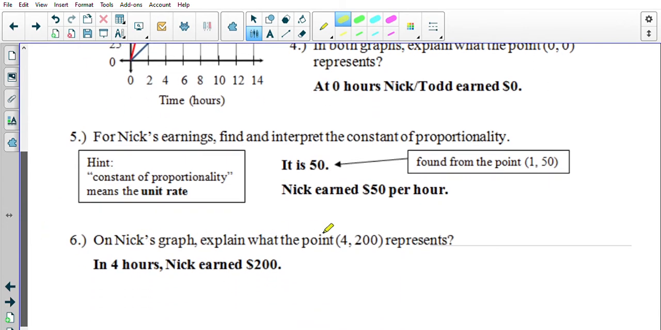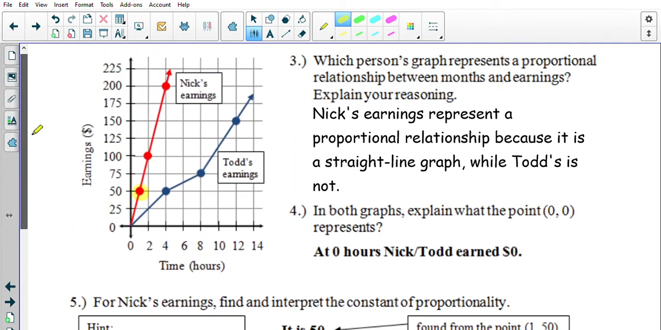Number 6, we chose a different point, (4, 200). So we would have seen this also in lesson 1.6 for my Math 7 kiddos. For pre-algebra, you might have also seen this in some previous examples as well. So it's (4, 200). We're looking at Nick's graph again, so that's going to be this point right here.